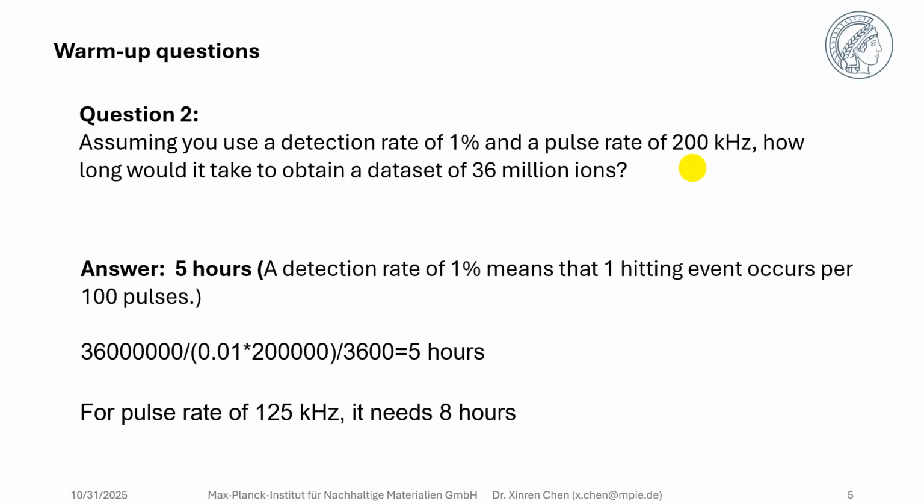A detection rate of 1% means that one detection event occurs per 100 pulses. So if we have a 200 kilohertz pulse, that means 200,000 pulses per second, and we have one detection event per 100 pulses. That means we can divide 36 million ions by 0.01, which is the detection rate, divide by the pulse rate 200,000, and also divide by 3,600 for 1 hour. So we get the result of 5 hours. So now you can see that if we use a smaller pulse rate, then it needs a longer time.